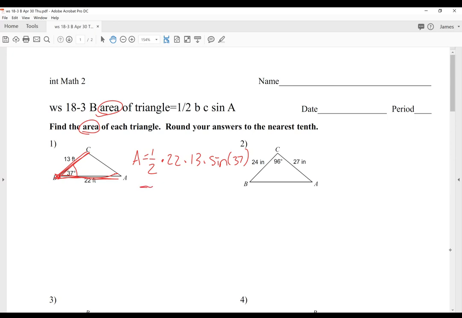So if you work it out, you get 86.05, but you want to round it to the 10th place. So instead of putting 86.05, you need to put 86.1. One number after the decimal point is the 10th place.